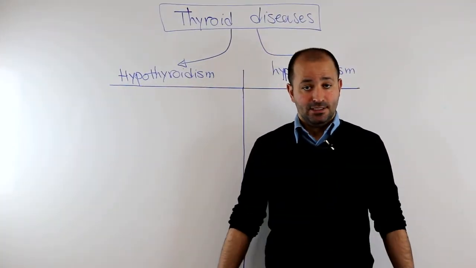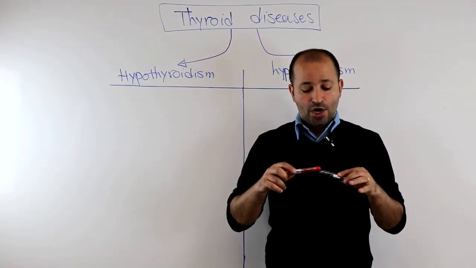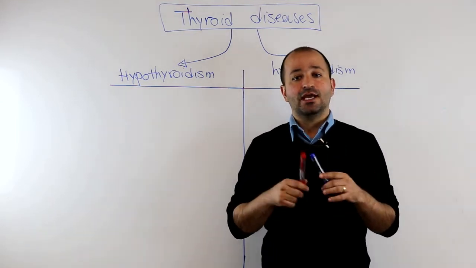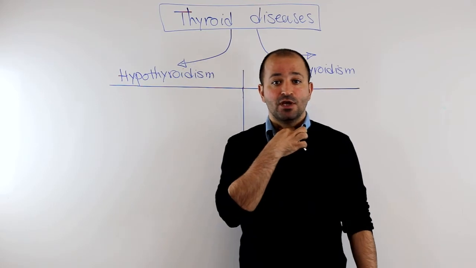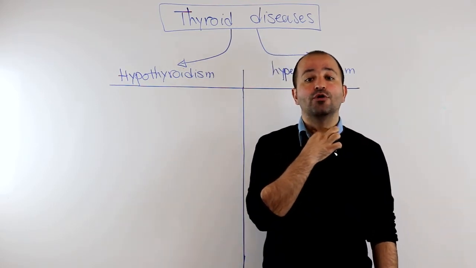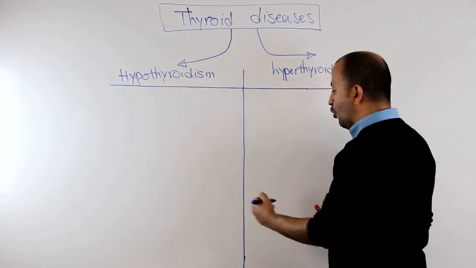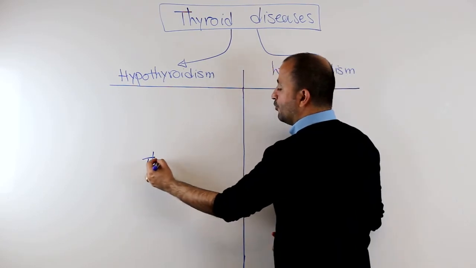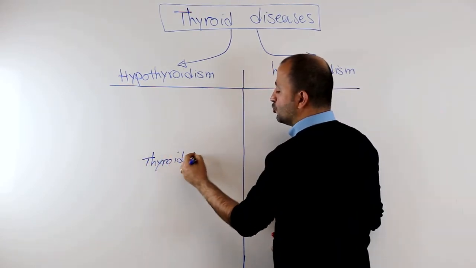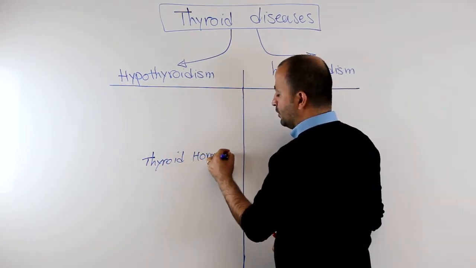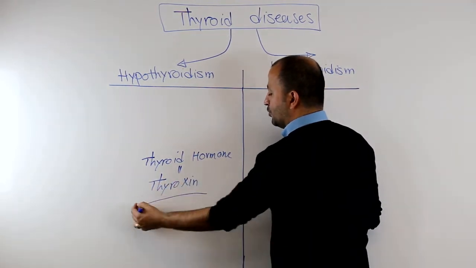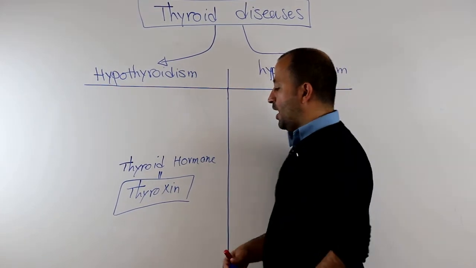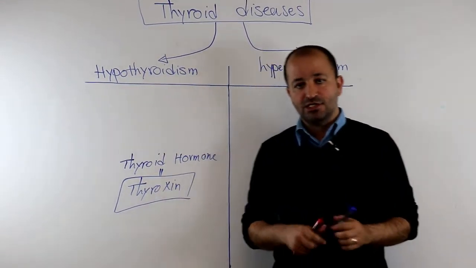Thyroid diseases. The thyroid gland, which is located at the base of the neck, it's right here, produces a hormone called thyroid hormone. The thyroid hormone is also called thyroxine. So thyroxine is the hormone that is released from this gland.